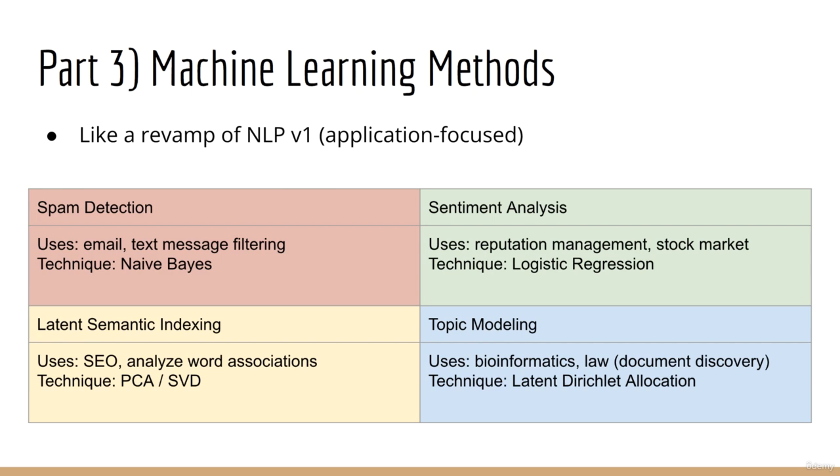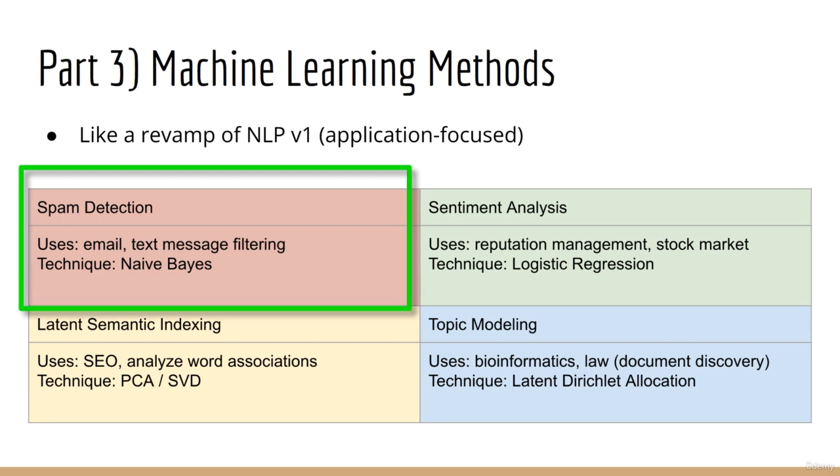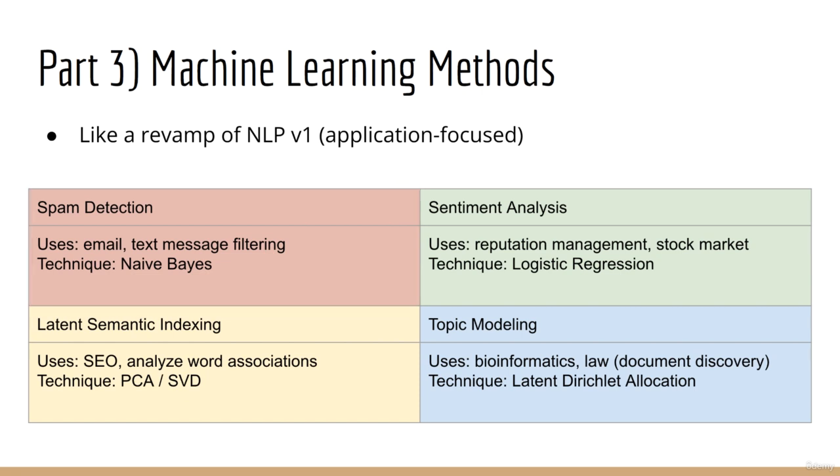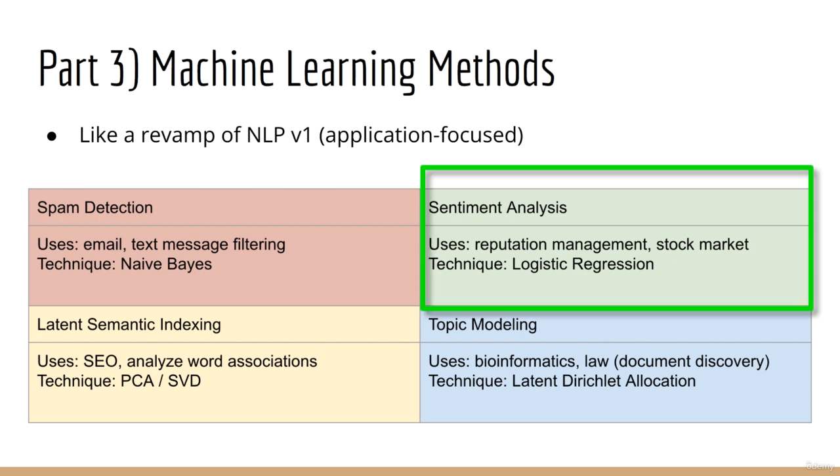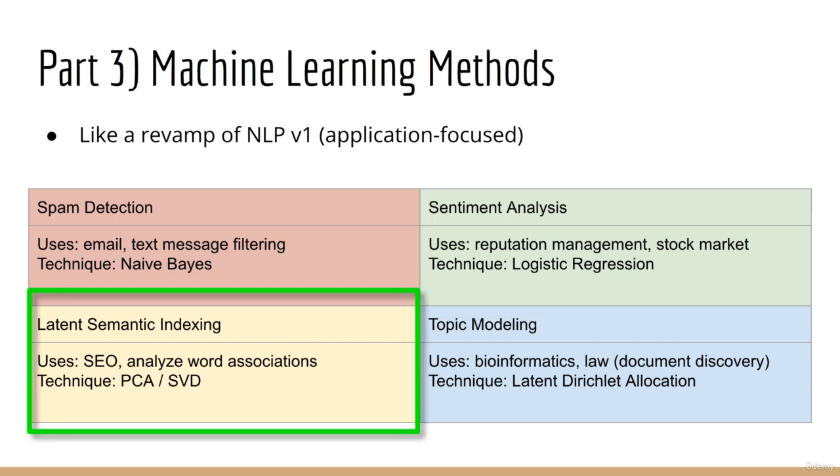For example, you'll learn about spam detection and sentiment analysis. You'll also learn about latent semantic indexing, as well as topic modeling. All of these are extremely applicable in the real world. For instance, as mentioned, spam detection is something we make use of constantly. Your email service filters every email you receive to check for spam. Sentiment analysis is used by companies to manage their reputation and by stock traders to predict stock price movements. Latent semantic indexing is used by SEO experts to improve their search performance.